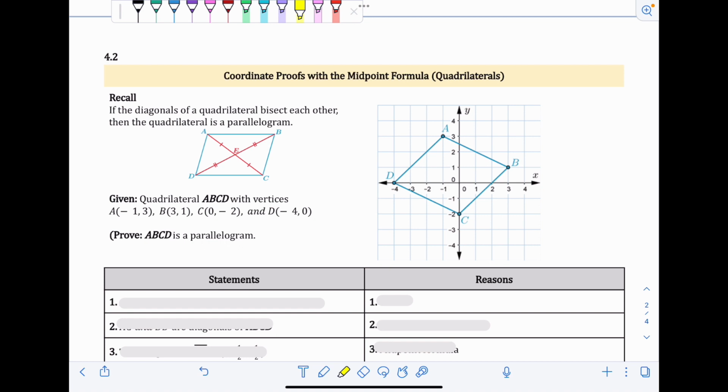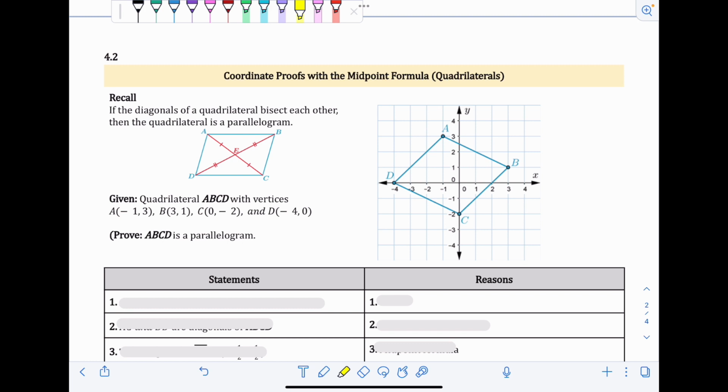4.2 is coordinate proofs with the midpoint formula for quadrilaterals. So you'll see on my proofs, I kind of have a lot of things covered up. That was to save a little bit of time with the writing and for the video. On the printed version, it's all typed in there if you would like to do the same thing and just add annotations.